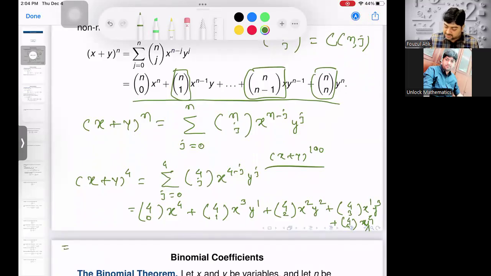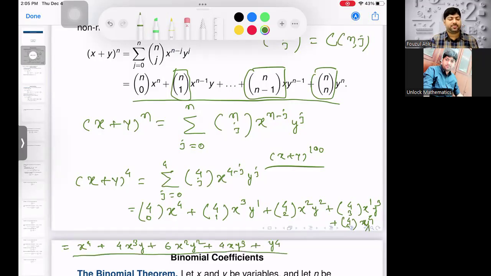If you just simplify this and write the combination values, you will get this. 4C0 means 1, so x to the power 4, plus 4C1 means 4, so 4 x cubed y, plus 4C2 means 6, so 6 x squared y squared, plus 4C3 means 4 again, so 4 x y cubed, and finally 4C4 means 1, so y to the power 4. So this is the expression for (x plus y) to the power 4. We have taken the help of combinations and the binomial theorem, and we got this result.